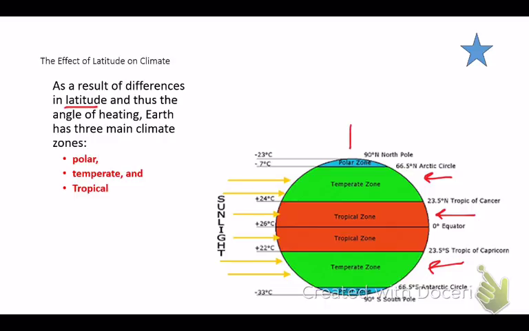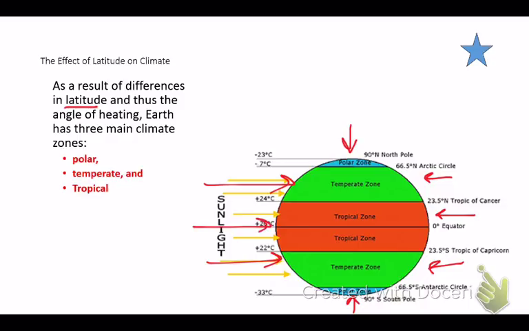We have polar zones, which are the highest and lowest latitudes. They are the furthest away from the equator, so they get the least amount of direct heat. We have the temperate zones, which are these green areas here, and these are areas that get kind of a middle amount of heat from the sun. It varies more greatly than it does for the polar regions or the tropical regions.